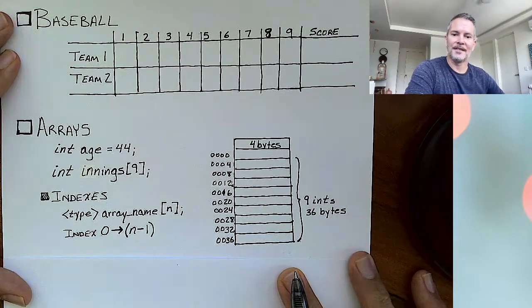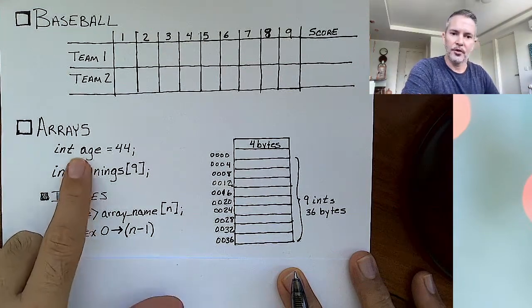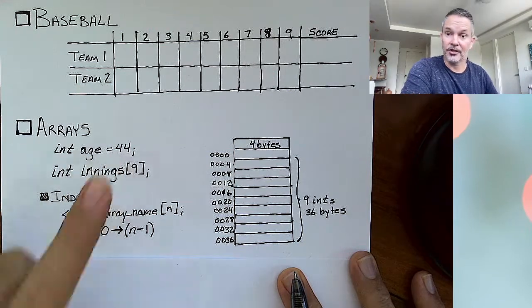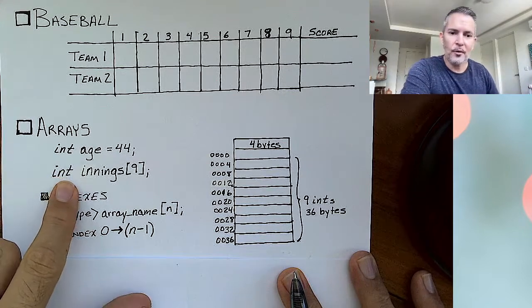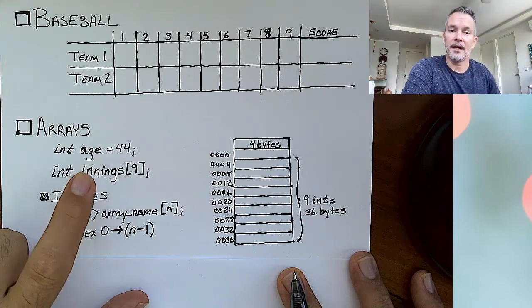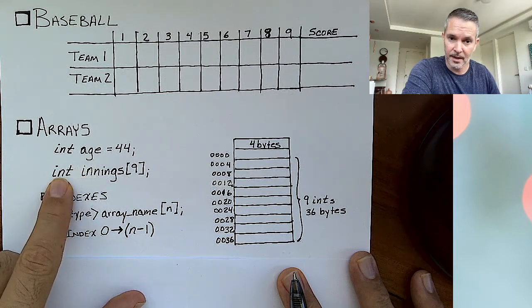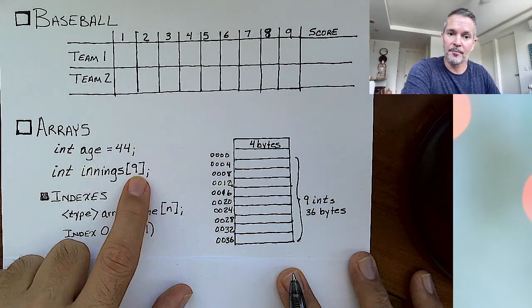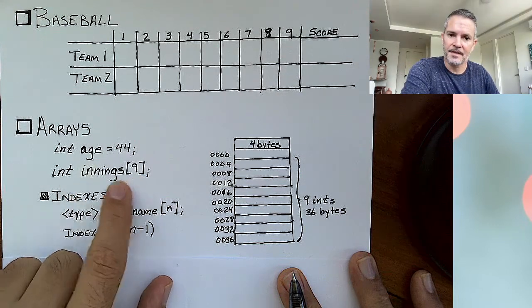An array is a special kind of variable. And here I'm showing you I define an integer called age. That's what a normal variable definition looks like. This is what an array variable definition looks like. I have a type, a name, and then in brackets, a number. So what is this statement saying?